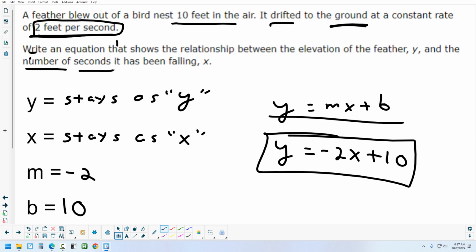Okay, so let's say I wanted you to figure out how high the feather is going to be in 2 seconds. Or let's say 3 seconds. 3 seconds. What do you think I would do with the number 3 to figure out how high the feather is going to be?